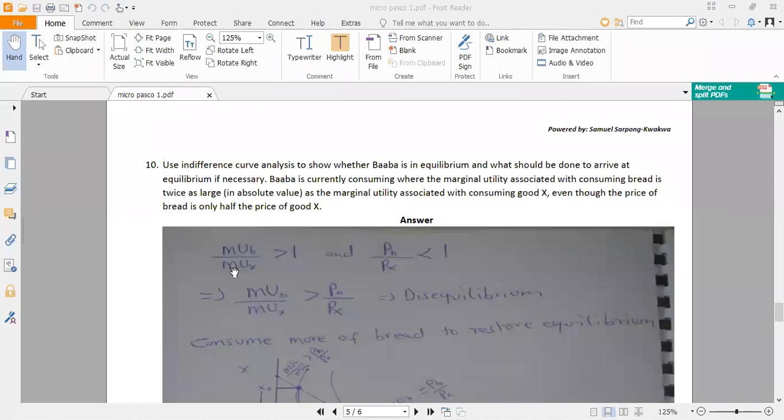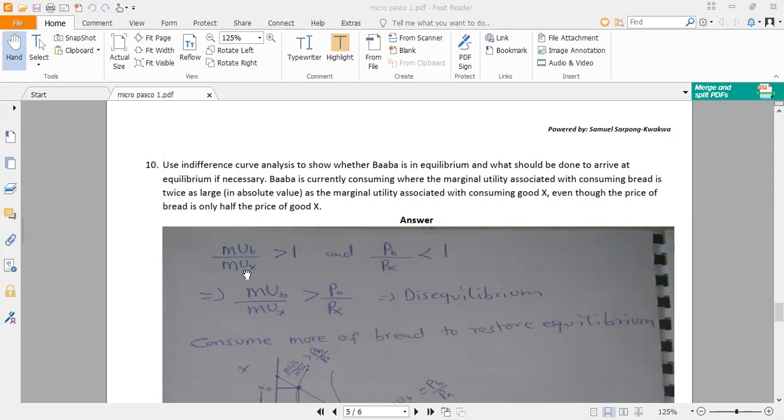So if the marginal utility of X is 1, then the marginal utility of bread is going to be 2. So 2 over 1 should be greater than 1. Then when you go to the ratio of the prices, they are saying that the price of bread is just half the price of good X. So if the price of good X is 2, then the price of bread is going to be 1, which means that we'll be getting something which is less than 1. So the ratio of the two prices will be less than 1.